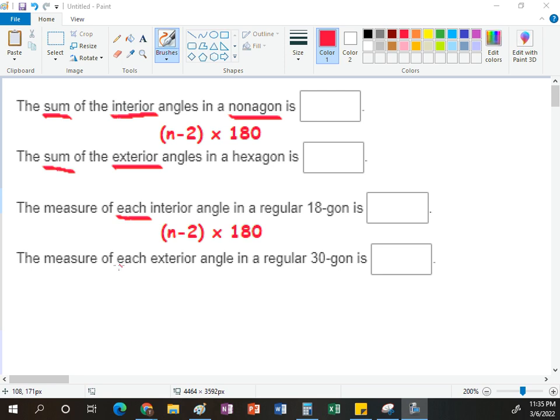Finally, in the last problem, we're looking at the measure of each exterior angle. So again, we're going to take the total, which we already know is 360, and divide by how many sides the shape has.